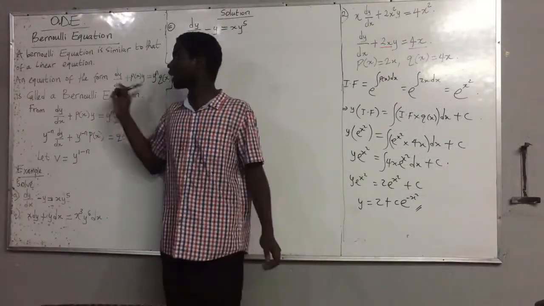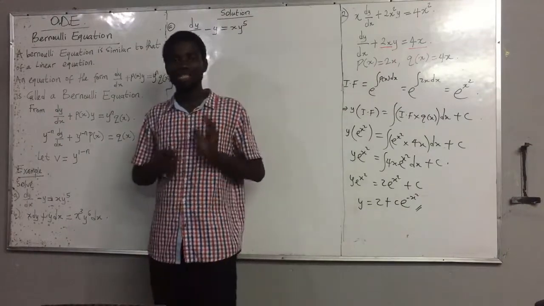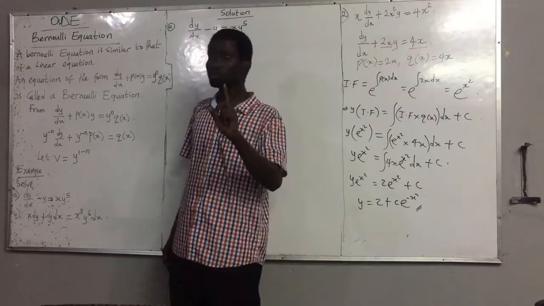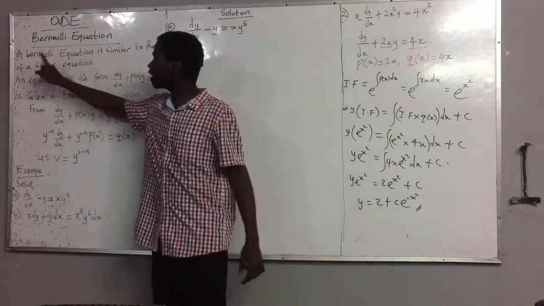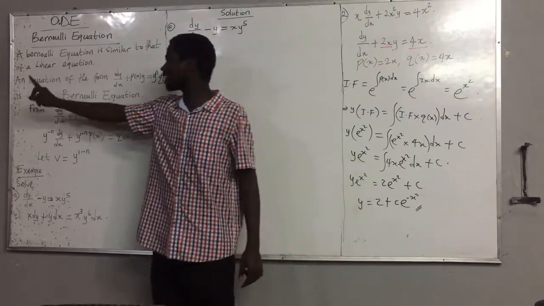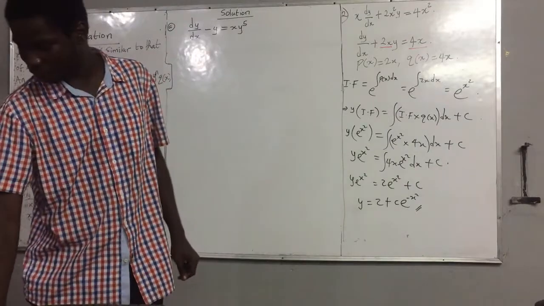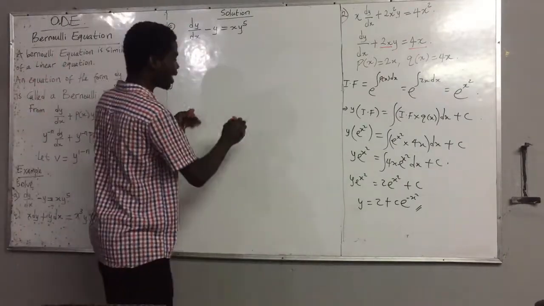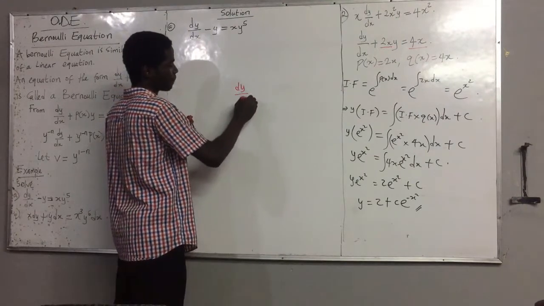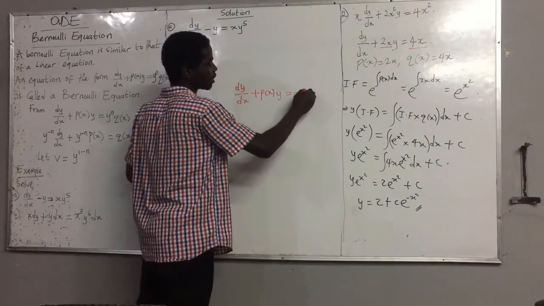So now we are in the Bernoulli equation. Now let me tell you what happens here. A Bernoulli equation is very similar to a linear equation. Now, how does a linear equation look like? A linear equation looks like dy/ds plus p of x y equal q of x.